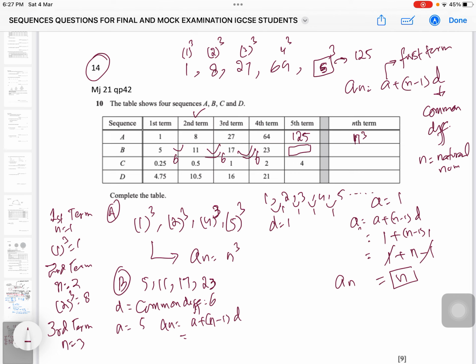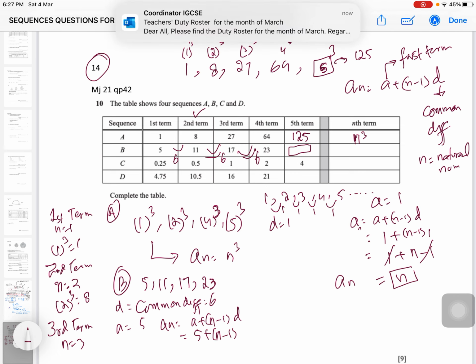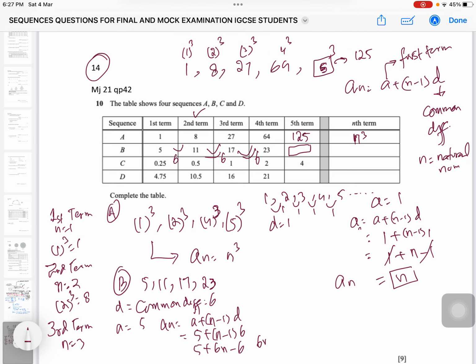Put the values here. A is 5. N is n minus 1. N is the actual number. d is 6. So 5 plus 6n minus 6. So 6n minus 1 is the nth term. Okay, here we got 23, add 6 here. So 23 plus 6 is what? 29.